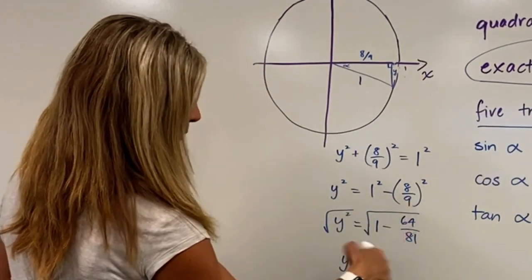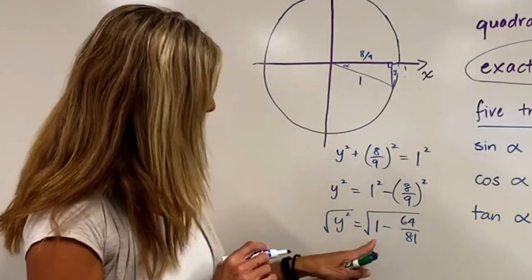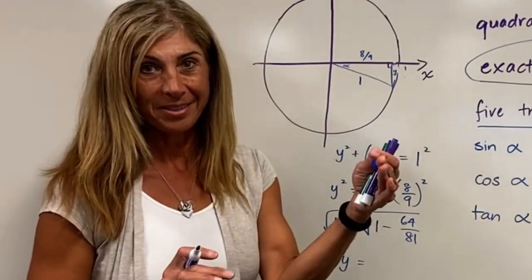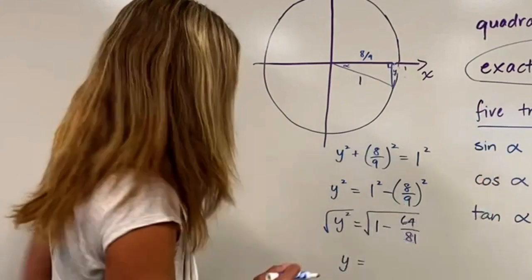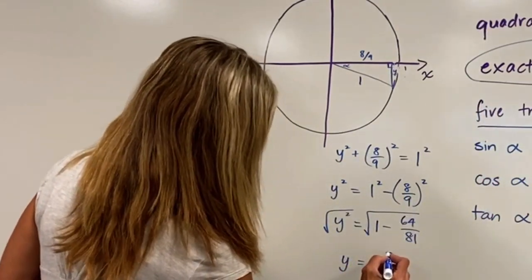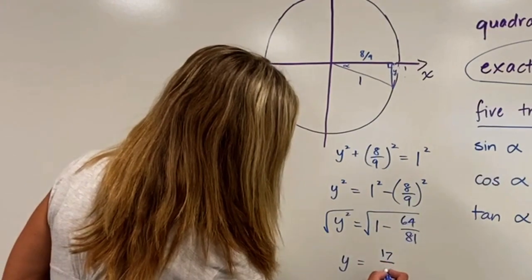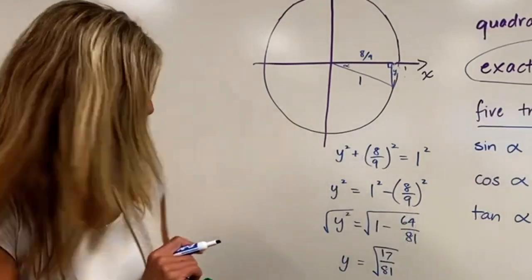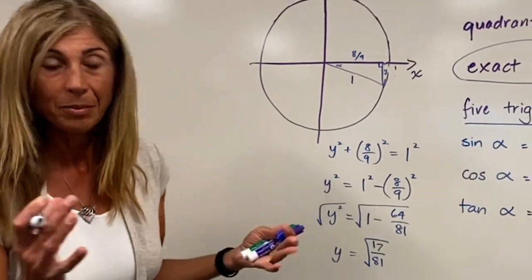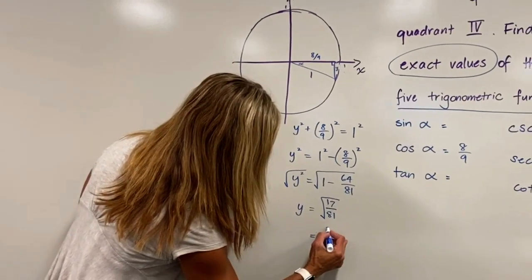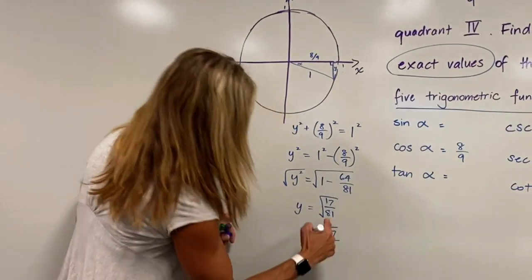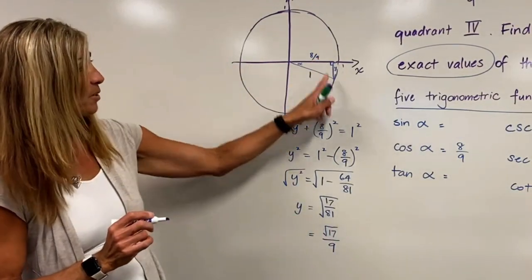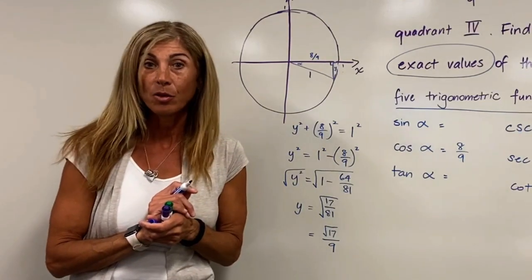So y equals, okay, let's do some basic algebra. 1 minus 64/81. 1 is what? It's 81/81. So 81/81 minus 64/81 is, some mental math here, 17/81. Now we have to take the square root of that. We can't take the square root of 17 without it becoming a decimal, so we are going to leave it as square root of 17. However, the square root of 81 is 9. So we have now figured out this vertical measurement is radical 17 over 9.